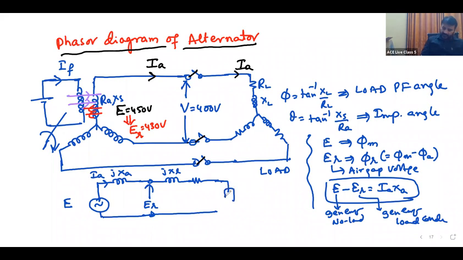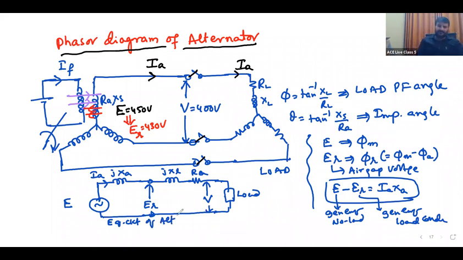We are connecting the load to this. This is RA. This is V, which is nothing but the terminal voltage. This is a load. This is the equivalent circuit of an alternator. First, the generated EMF is E. When load is connected, due to armature reaction, the net voltage decreases. That is ER. That minus IAXL and IARA is nothing but V.